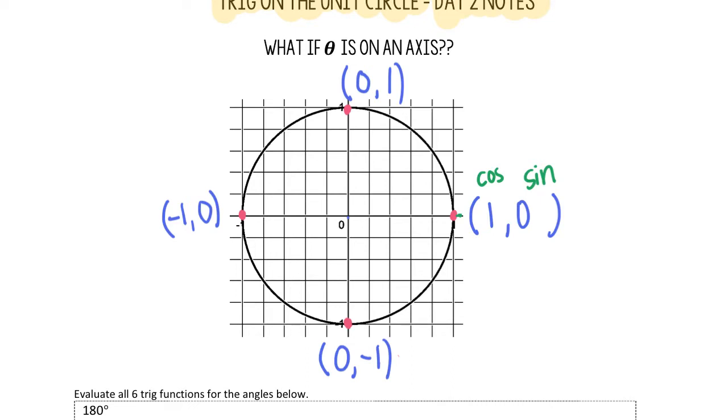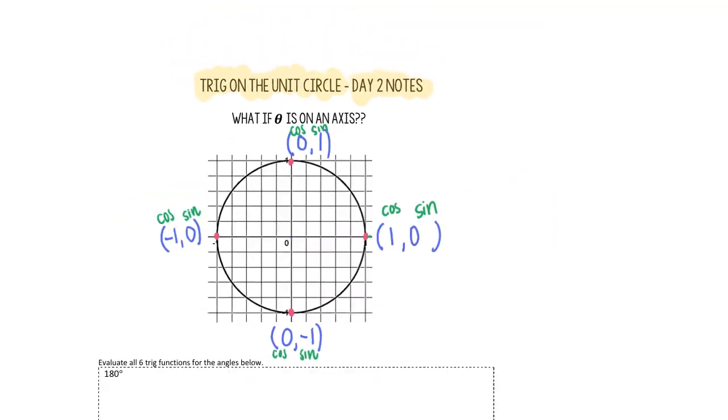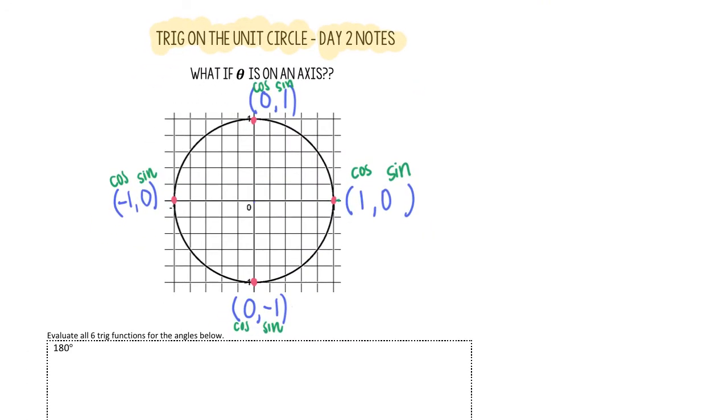Same thing goes around all the ordered pairs on the axes. At 90 degrees, the cosine is 0, the sine is 1. At 180 degrees, or at pi, the cosine is negative 1, the sine is 0. It's a little bit easier than drawing your special right triangles every time. So off to the side, I would definitely write it as an ordered pair.